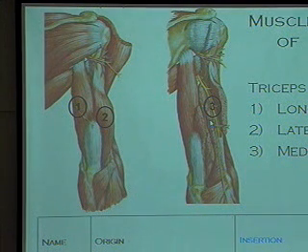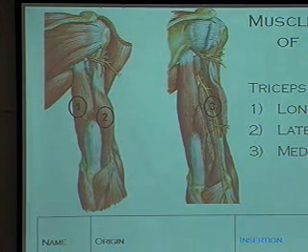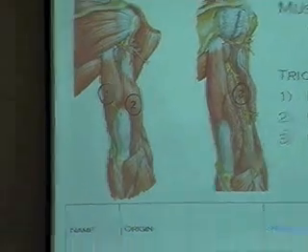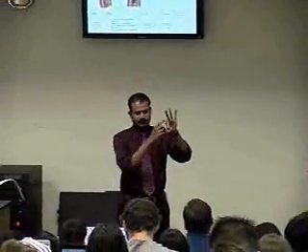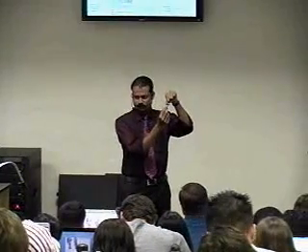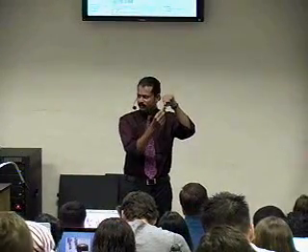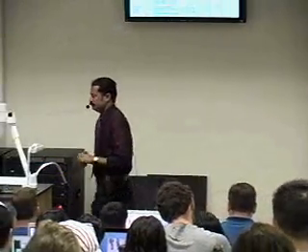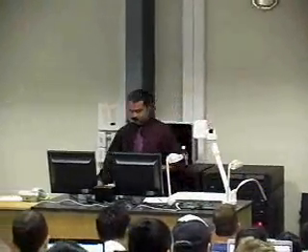What is the attachment of long head of biceps? Supraglenoid tubercle. Long head of triceps, infraglenoid tubercle. You have the glenoid cavity in scapula with which the head of humerus articulates. There's a tubercle above, a tubercle below. Supraglenoid tubercle, infraglenoid tubercle. Supra is long head of biceps, infra is long head of triceps. So long head of triceps is attached to the infraglenoid tubercle. The lateral head of triceps is attached to humerus above radial groove. The medial head is attached below radial groove.